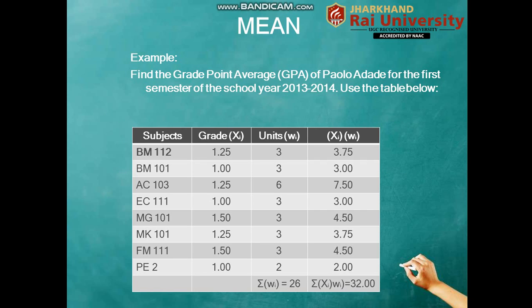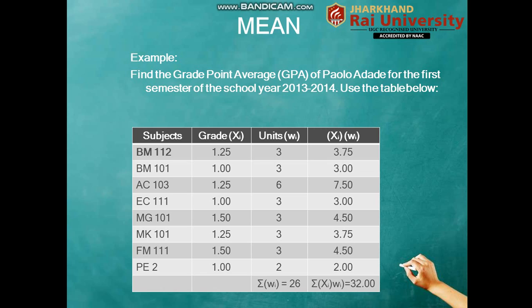So let's see, this is the second example. Find the grade point average, that is the GPA, of Paulo Haddad for the first semester of the school year 2013-2014. So this is the table, and on the left side we have subjects, then we have grade and units. So what do grade and units comprise? The grade is the total marks obtained, and the units, that is the number of marks.